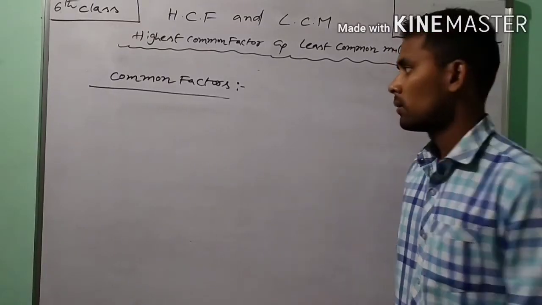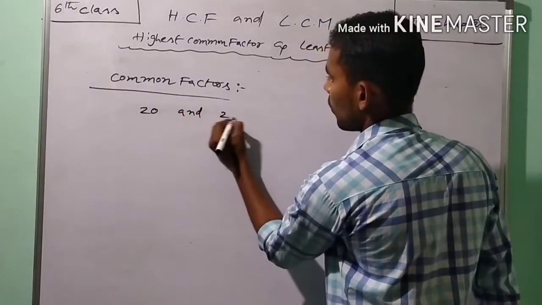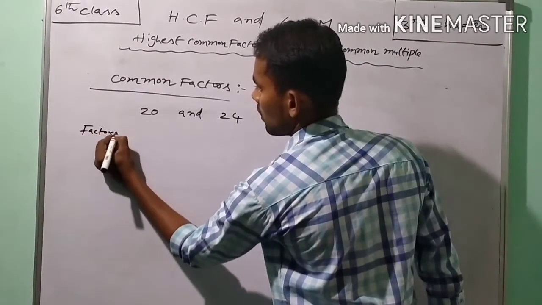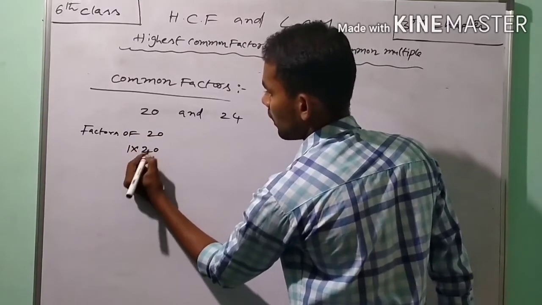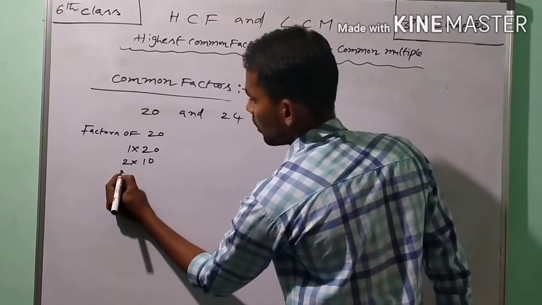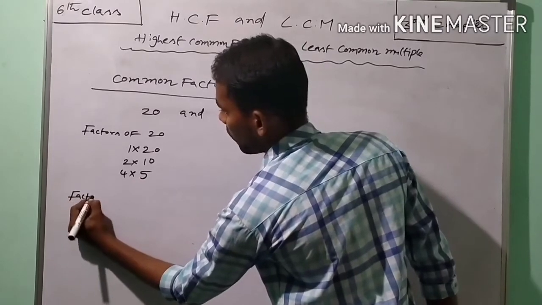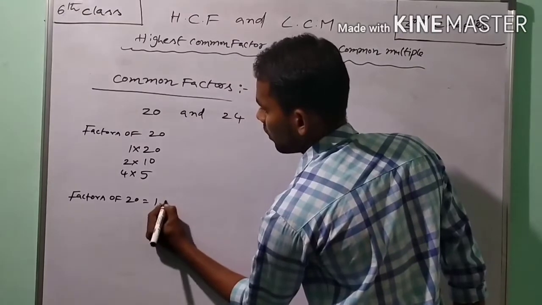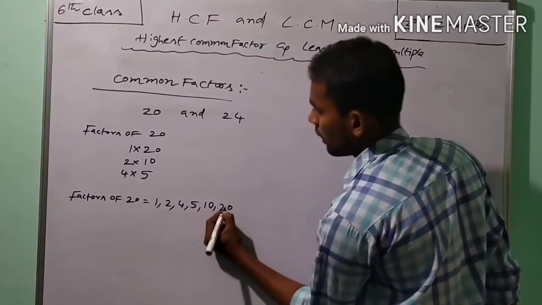Another example, 20 and 24. Factors of 20: 1 twenty is 20, 2 tens are 20, 4 fives are 20. Factors of 20 equal 1, 2, 4, 5, 10, 20.